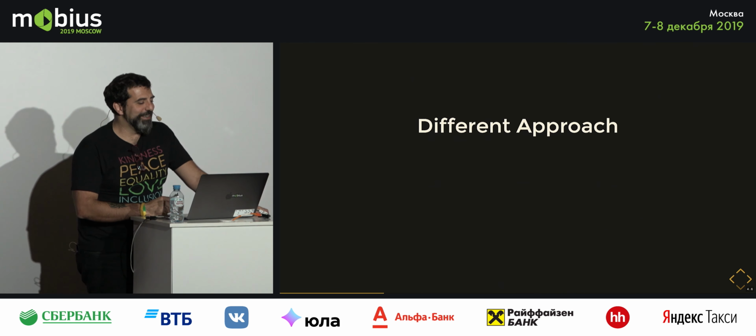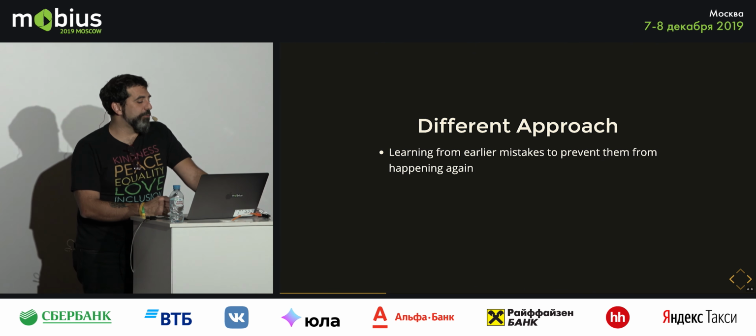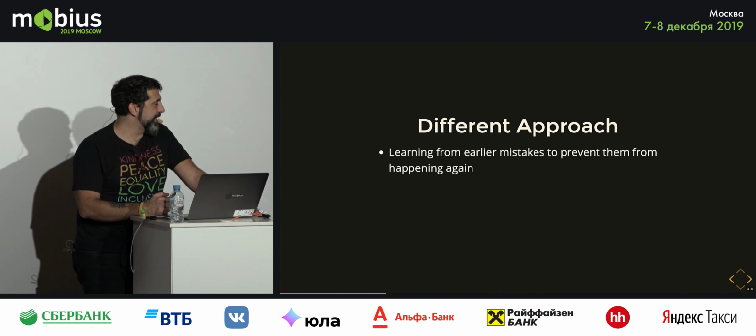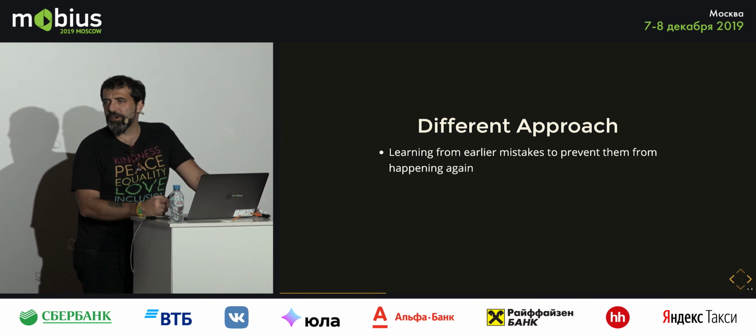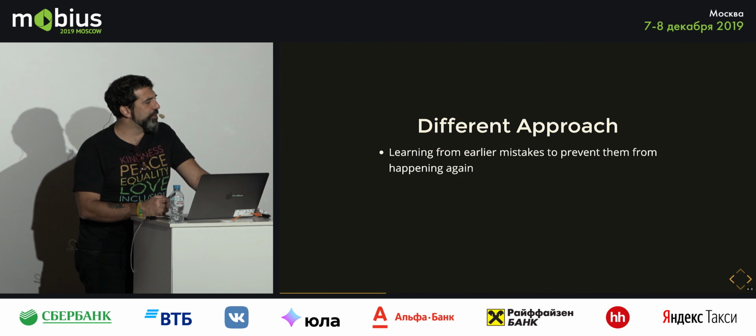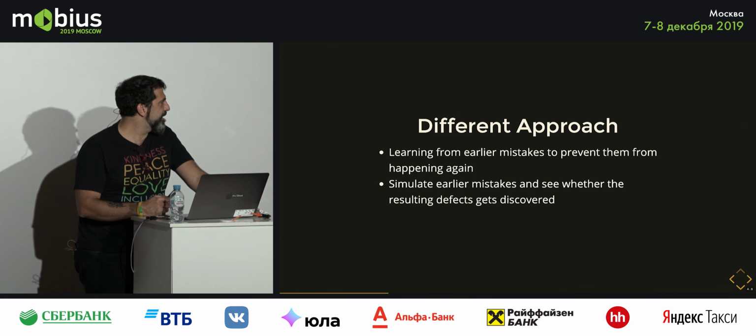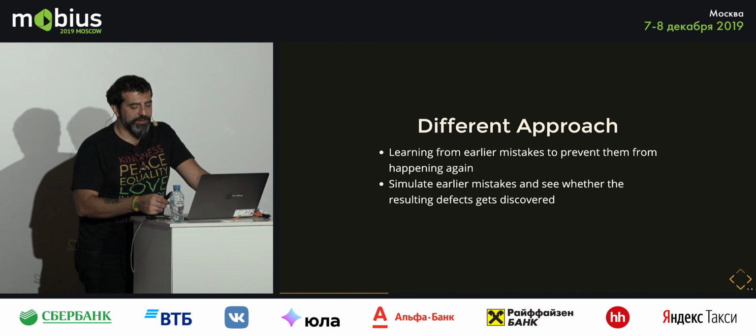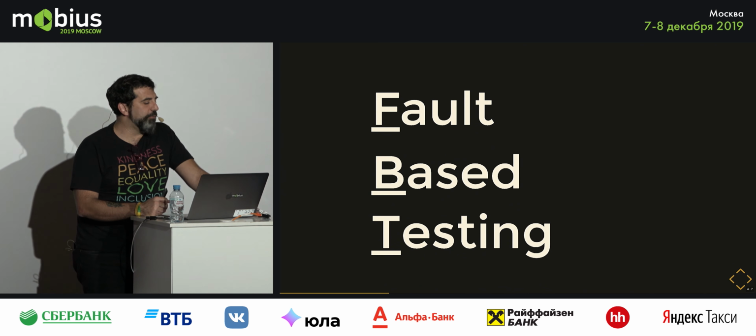So let's see how we can approach the problem differently. First of all, we can learn from earlier mistakes and prevent them from happening again. So we can have whatever script, whatever check, whatever automation that controls that every test has an assertion. Or we can simulate earlier mistakes and see whether these faults are discovered by our test suite. This is basically fault-based testing.